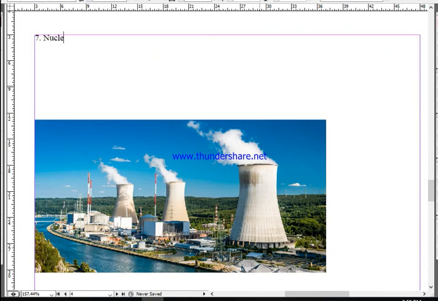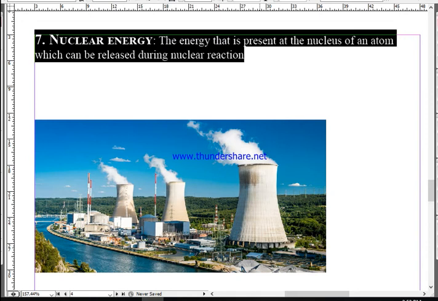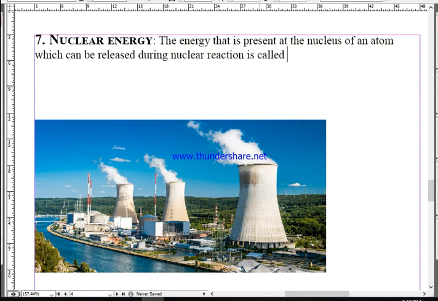Number 7, nuclear energy. Okay, what is nuclear energy? The energy that is present at the nucleus of an atom, isn't it, which can be released during nuclear reaction. Okay, this is called nuclear energy.